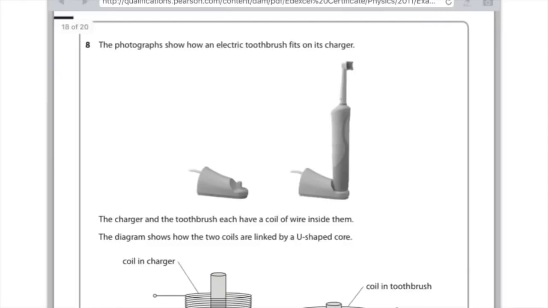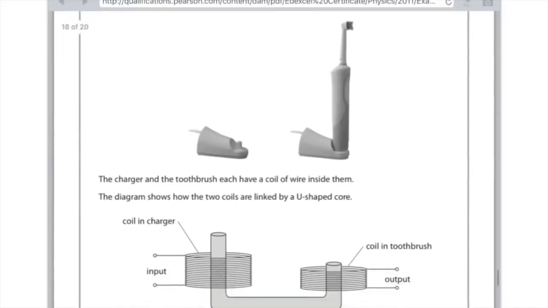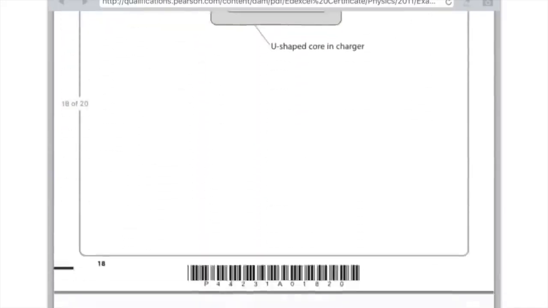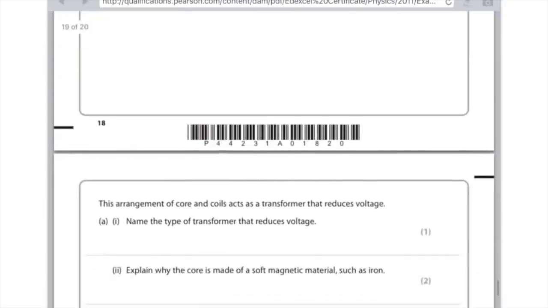The photographs show how an electric toothbrush fits on its charger. The charger and the toothbrush each have a coil of wire inside them. The diagram shows how the two coils are linked by a U-shaped core. This arrangement of core and coil acts as a transformer that reduces voltage. Name the type of transformer that reduces voltage. Well, that would be a step-down transformer.